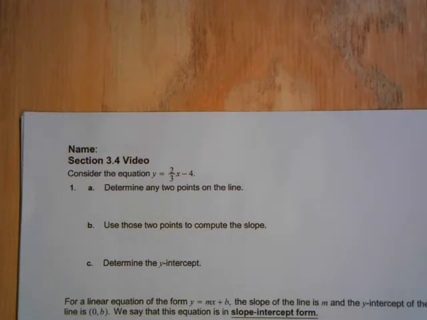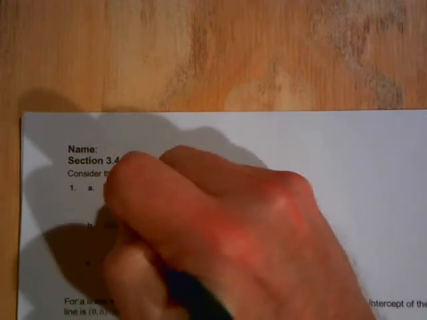Section 3.4. We're going to be graphing lines in what's known as slope-intercept form. Let's see what that means. We're given the equation y equals 2/3 x minus 4. It asks us to determine any 2 points on the line. Well, if I'm going to determine any 2 points, one of my favorite ones to find is always the y-intercept.